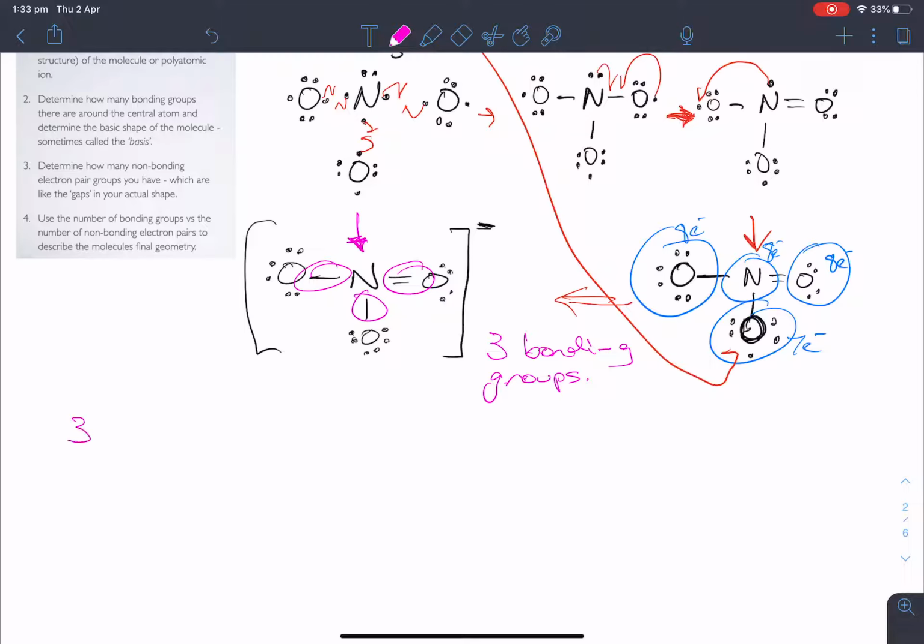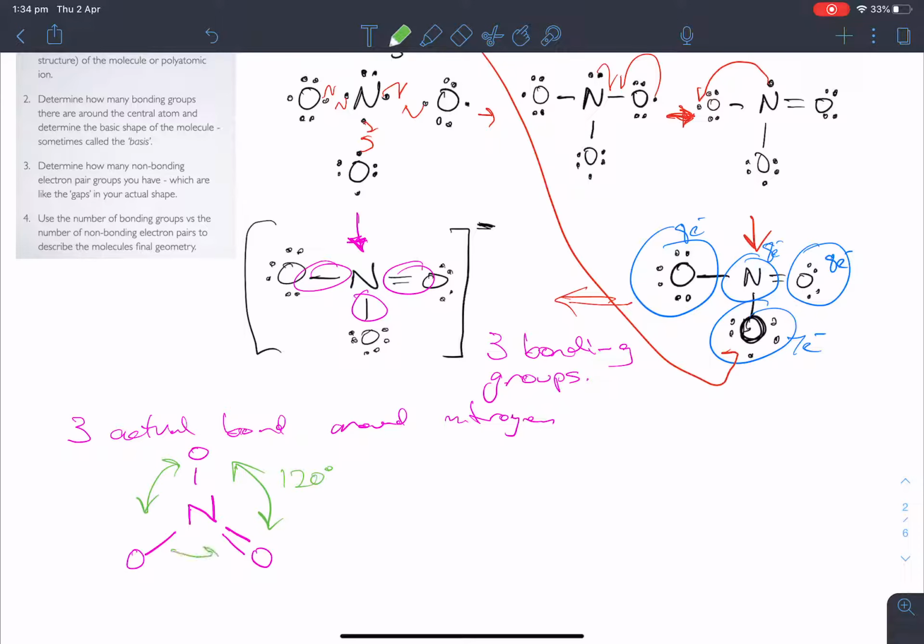So there's only 3 actual bonds around nitrogen. So step 4, 3 actual bonds around a central atom is going to give us a trigonal planar molecule. Each of those, I might change to a different colour, will be 120 degrees away from each other. So we've got a trigonal planar molecule, 3 bonding regions and 3 actual bonds around that central nitrogen.